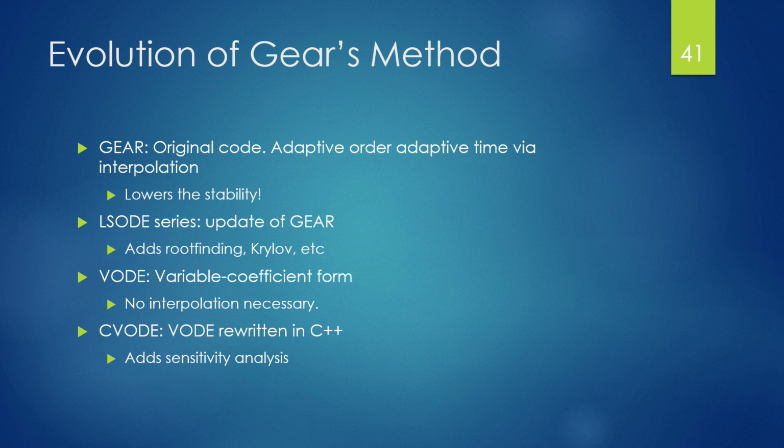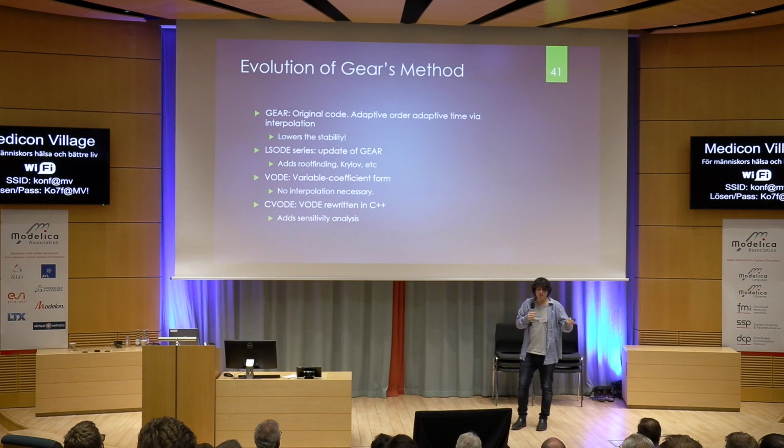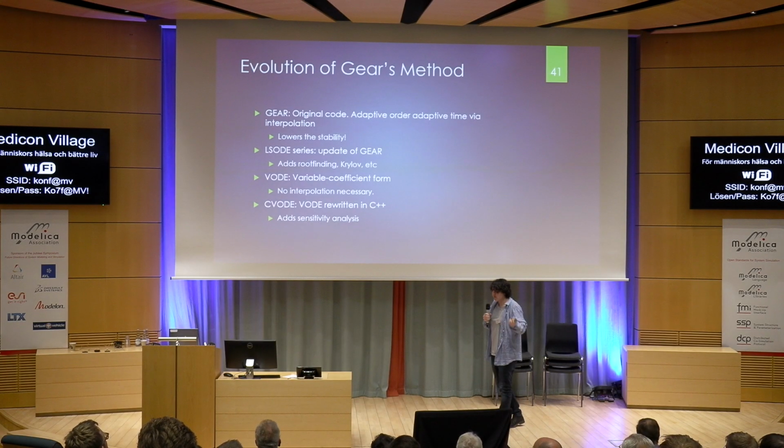That ended up lowering the stability, and so Alan Hindmarsh came and updated the code by first adding root finding and Krylov methods, etc. But then they changed to this variable coefficient form that got rid of that issue with the interpolation. And since then, they've made this CVODE. So it's really been kind of one person who's taken the code through all these stages, and almost all stiff ODE solvers that you know of have come from this series.